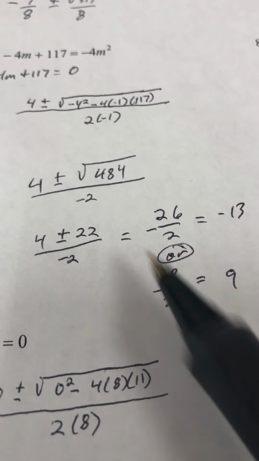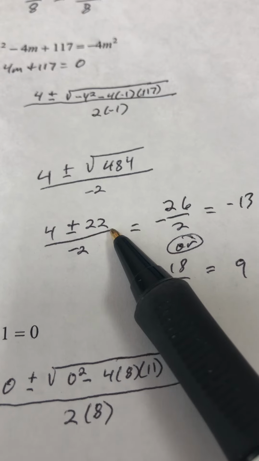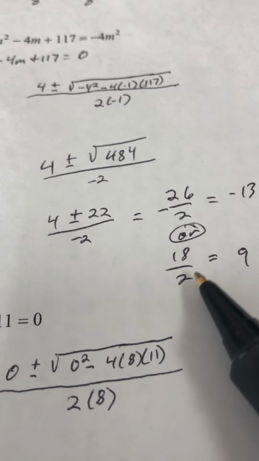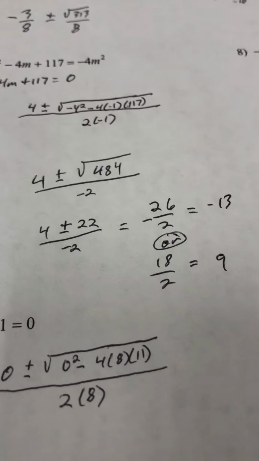Or I would have 18 divided by 2. So 4 minus 22 would be -18. So I'd have -18 over -2, which just makes it positive, a negative over a negative. So 18 divided by 2 would be 9.